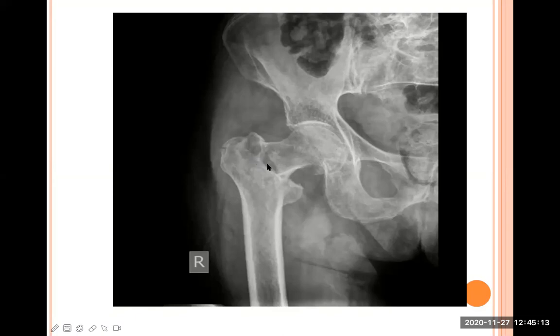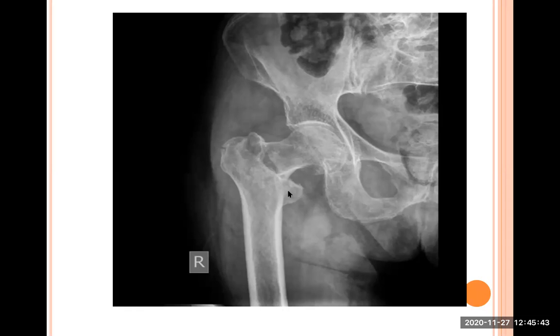Is it subcapital? Is it transcervical? Or is it basal? Which one do you think? Or is it intertrochanteric? Which one? Intertrochanteric. Are you sure it is intertrochanteric? See this? So there is a slight confusion still. This is the greater trochanter here. This is a small part of the greater trochanter. That's why you are confused.